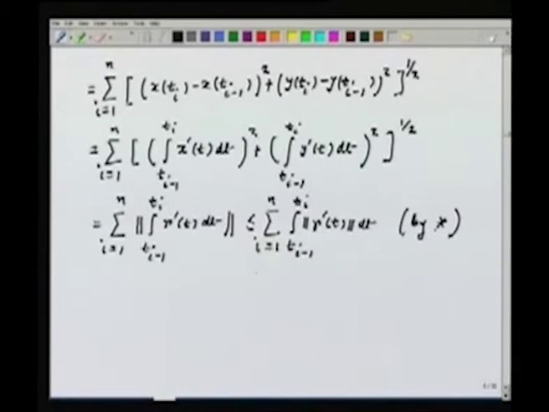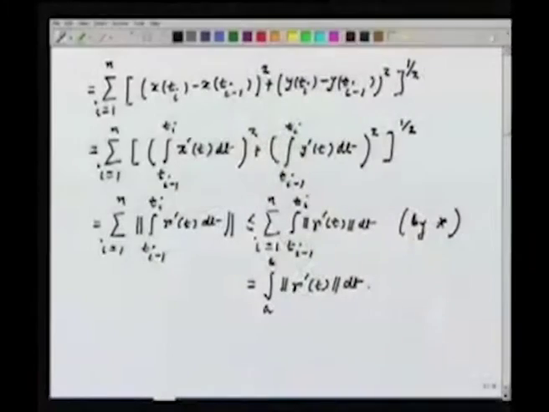Okay. Now by the elementary formula of integrals, this sums up to the integral from a to b of norm r prime t dt, which is precisely what I wanted to prove: the right hand side is independent of the partition P. Whatever P you take, the length of the polygonal path is less than or equal to this integral. This implies that the curve is rectifiable.